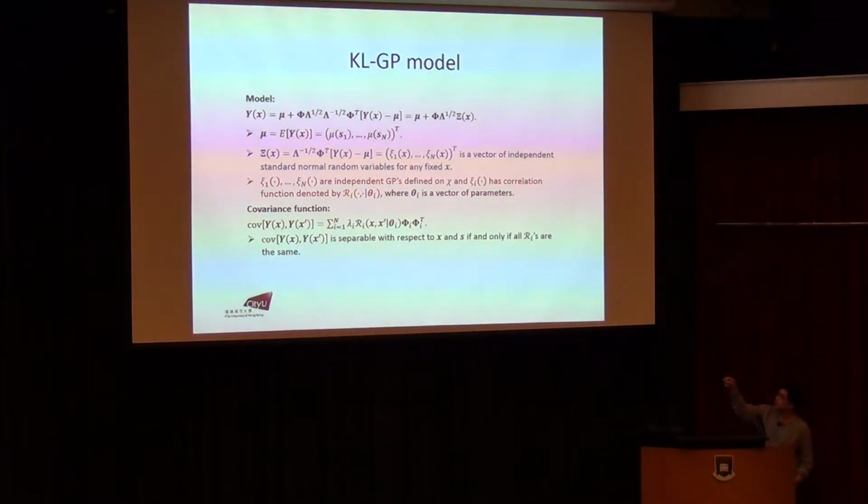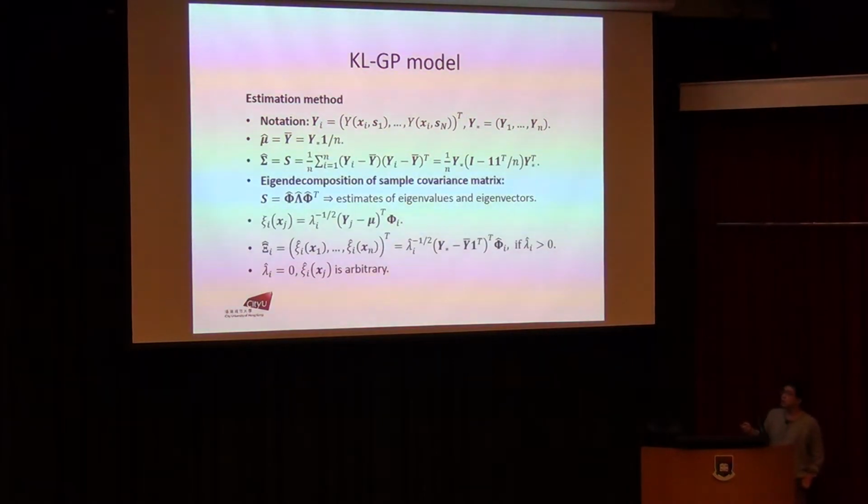This psi x consists of IID standard normal random variables for fixed x, so psi 1 x, ..., psi n x, and we assume the collection of psi i as x varies is a GP, a Gaussian process with a correlation function R_i with parameters theta_i. Because of this assumption, this is the covariance between y(x) and y(x prime), which is in general not separable. So this is not the separable GP model.